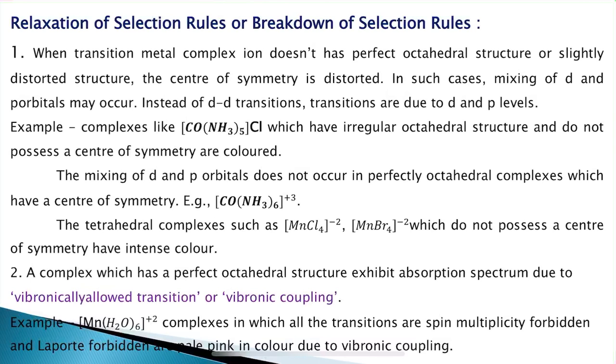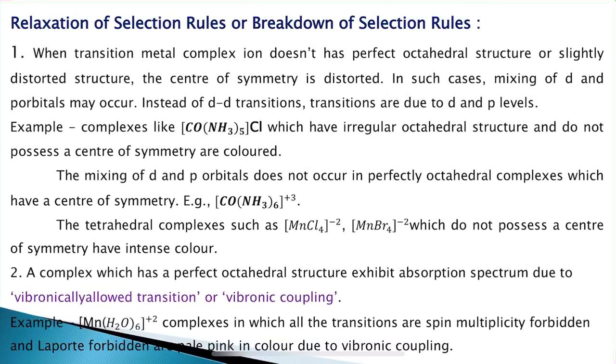So, those complexes formed by manganese chloride or manganese bromide do not possess a center of symmetry, but they have intense color. This is the first type of relaxation of selection rules that we have to observe. And the second is a complex which has a perfect octahedral structure. Here the first one does not have a perfect octahedral structure.